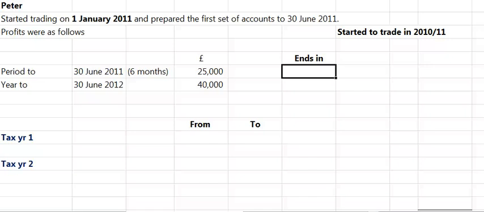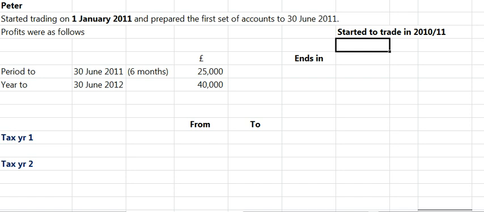Okay, the second video on basis periods is, you'll see in a second, one where the accounting period ended in the second tax year is less than 12 months. So the example that you can see at the top says Peter started trading on the 1st of Jan 2011, and remember that I said to you to identify the tax year they started trading, and that will be 10/11, be careful.